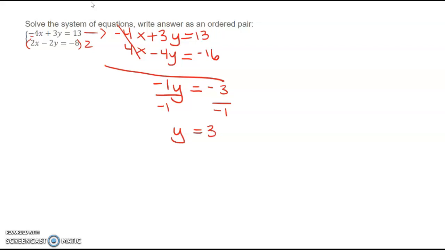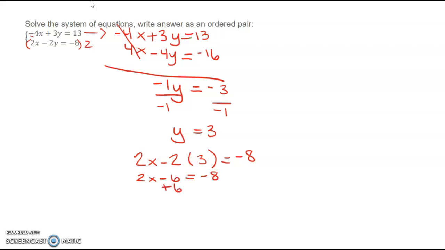a positive 3. Now that we have 3 for y, we can substitute it back into either equation. It doesn't matter which one. I'm just going to do the bottom equation, actually. So we get 2x minus 2 times 3 equals a negative 8. So I get 2x minus 6 equals negative 8.